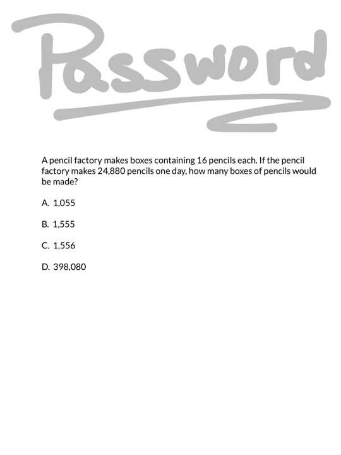Alright, so let's take a look at tonight's password. It says, a pencil factory makes boxes containing 16 pencils each. If the pencil factory makes 24,880 pencils one day, how many boxes of pencils would be made? Is it A, 1,055, B, 1,555, C, 1,556, or D, 398,080? Be sure to record your answer in your math journal and bring it with you to class tomorrow.